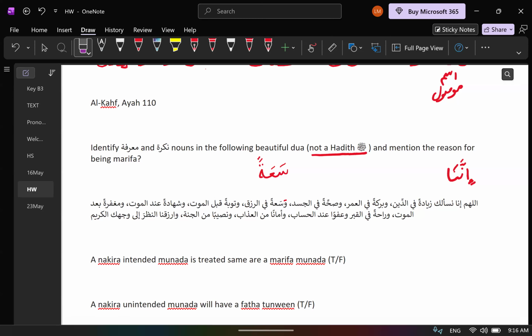And forgiveness at the time of hisab. Afwan is more than forgiveness, we can say darguzar, complete forgiveness. Exactly. Wa amanan min al azab, and safety from the punishment. And nasiban is a share in the Jannah. Warzukna, and sustenance, bless us with the opportunity. Warzukna nazra, and bless us with the look. Yeah, this is fair.